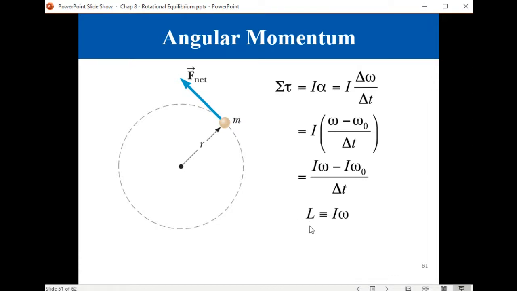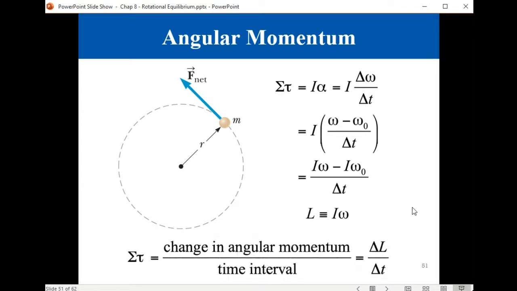Just like linear momentum, P equals mv. Rather than I, you have m, and rather than omega, you have v. So here for angular motion, rotational motion, the angular momentum is I omega. Okay? So the net external torque is equal to the change in the angular momentum per unit time. If there is no change in angular momentum, then the net external torque is 0.